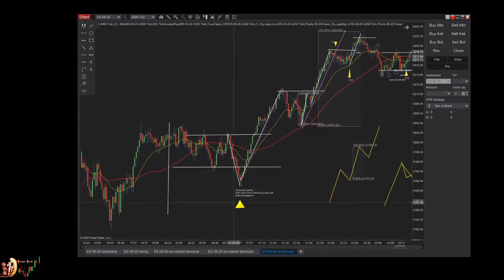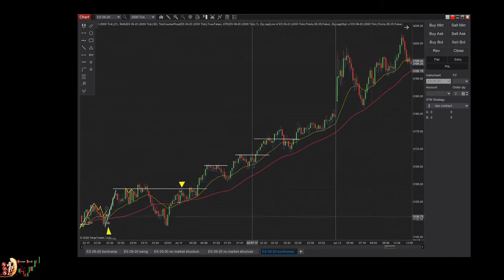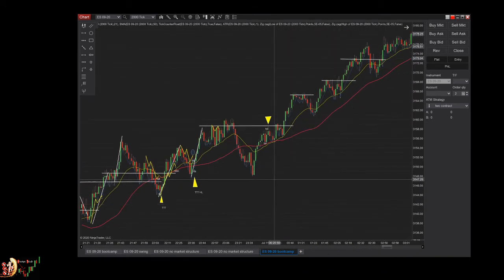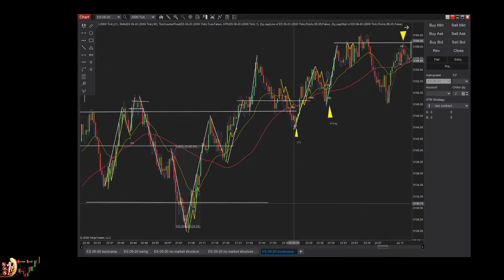So you can train yourself, look into your chart and try to find a one-to-one extension. Okay, so you can see over here, for example, this move is equal to this one, and we see that it reached the target and then retrace. Okay, so you will have it quite often.